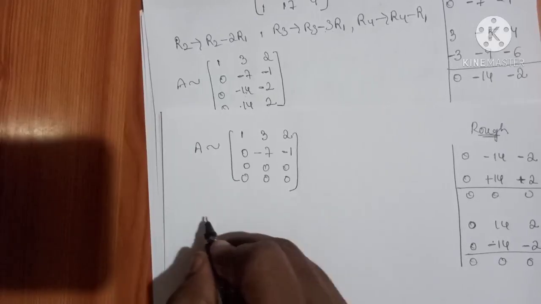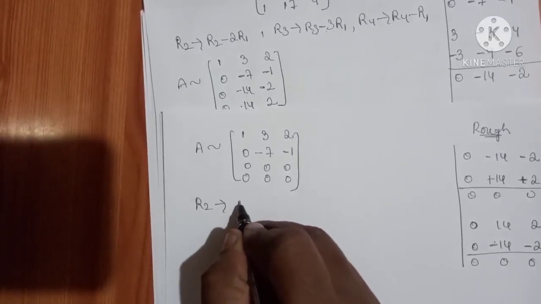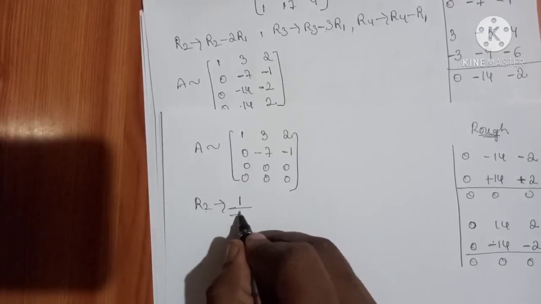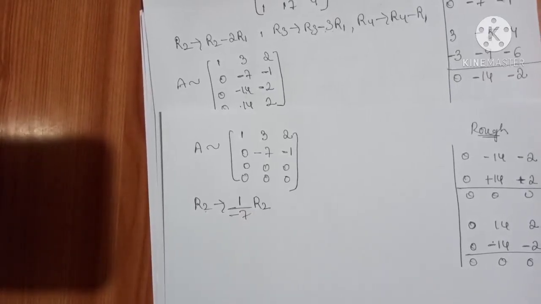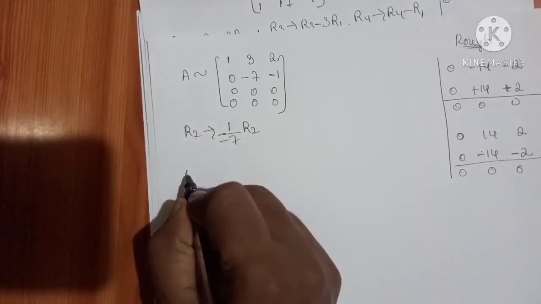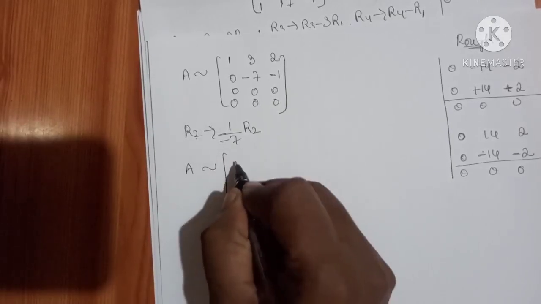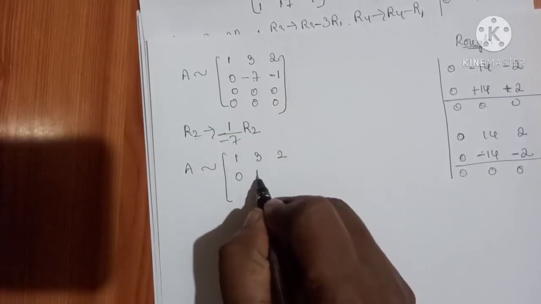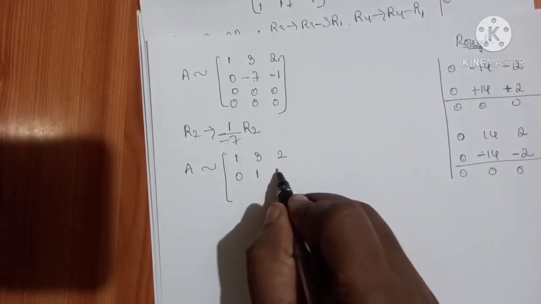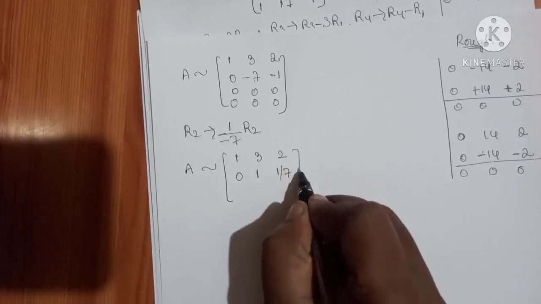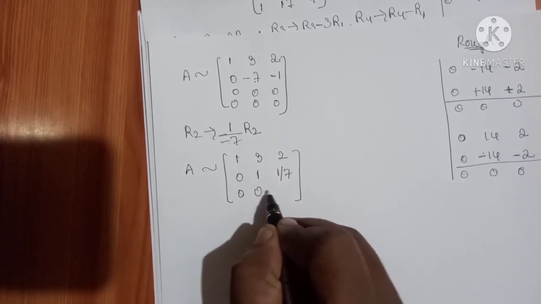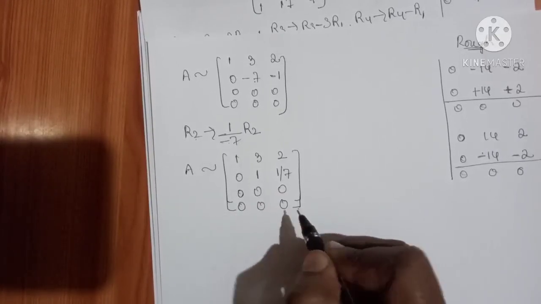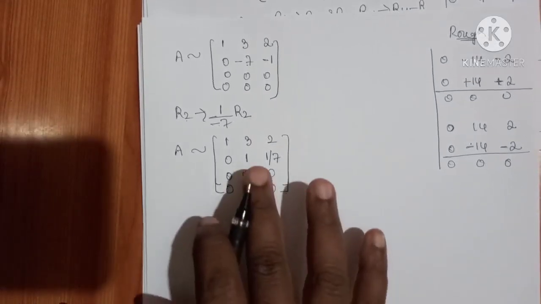Now R2 equals 1 divided by minus 7 into R2, we get A equivalent to 1, 3, 2; 0, 1, plus 1 by 7, since minus into minus is plus; and the remaining rows are 0, 0, 0. So now this is in echelon form.